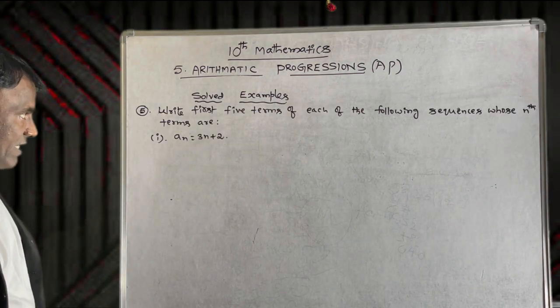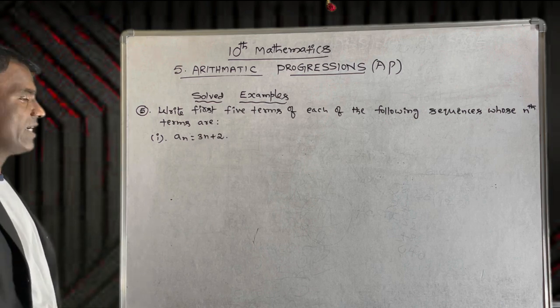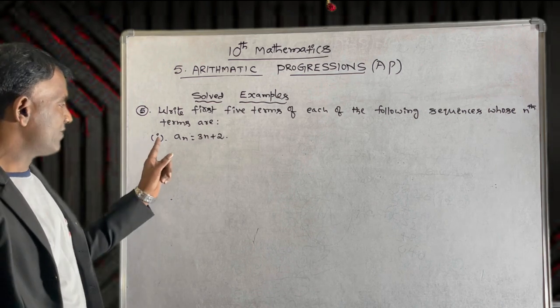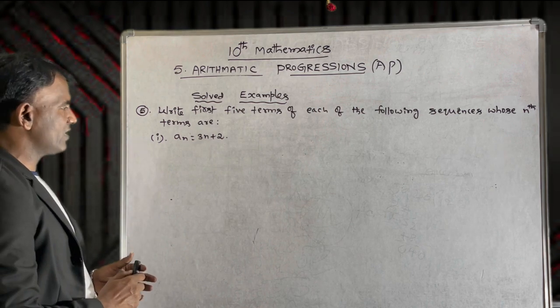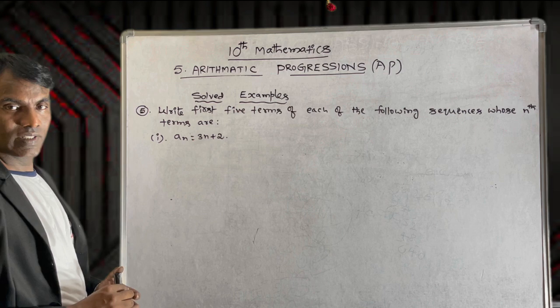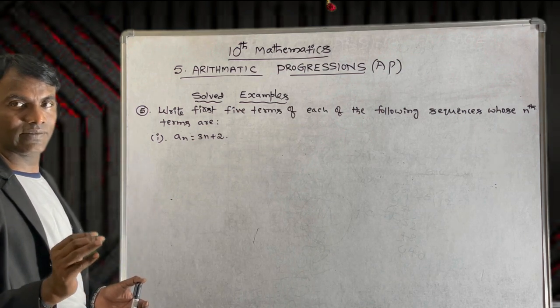Write the first 5 terms of each of the following sequences whose nth terms are given. In that, this is the first sub question. What is the given value here? An equal to 3n plus 2. So now we write the first 5 terms, that means A1, A2, A3, A4, A5.